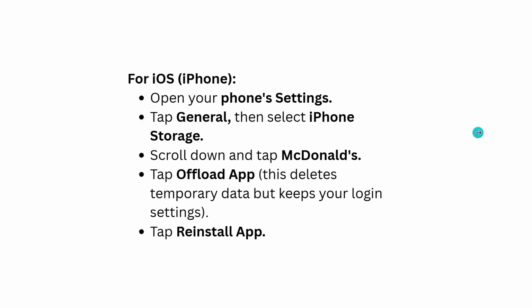For iPhone users, you just have to open your iPhone settings, tap on General, then select iPhone Storage. Scroll down and open McDonald's and tap on Offload App. This deletes temporary data but keeps your login settings. Then you have to reinstall the app.